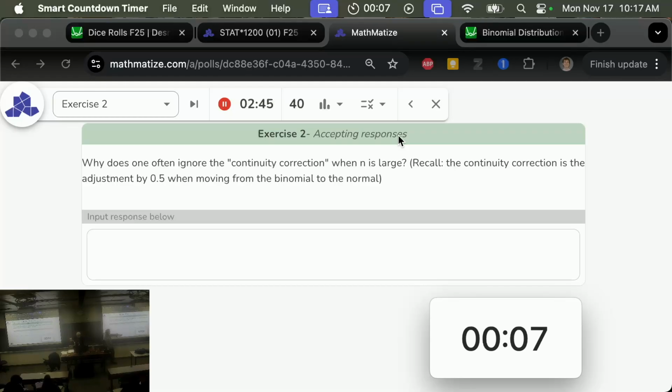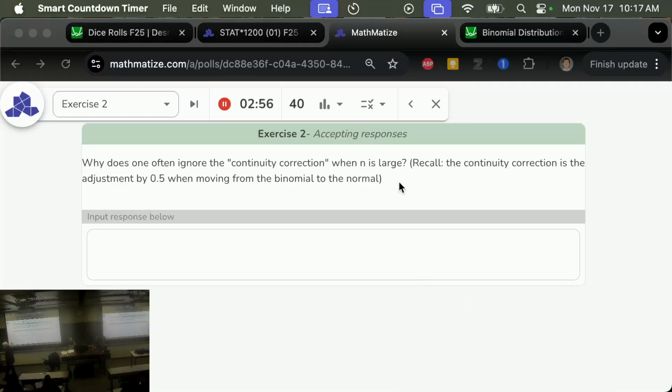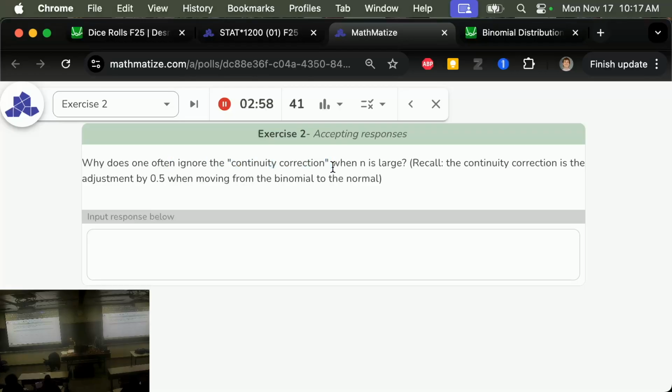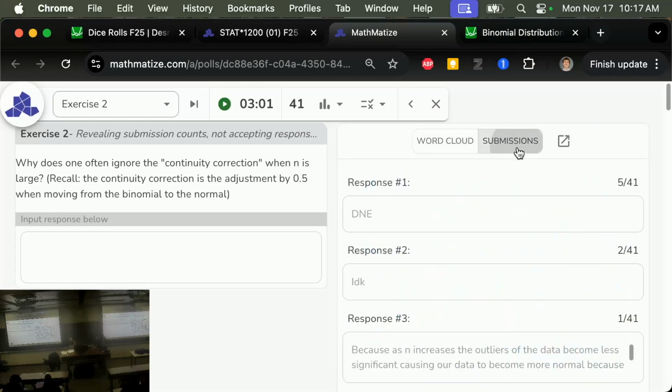Okay, a couple seconds left. Make sure you get in your guess, even if you don't know. It's good to think about. I would guess some people have figured it out. There's something nice going on here that makes intuitive sense why this is true. So why can we ignore the continuity correction when n is large? Let's see what people said. We should get a nice word cloud.